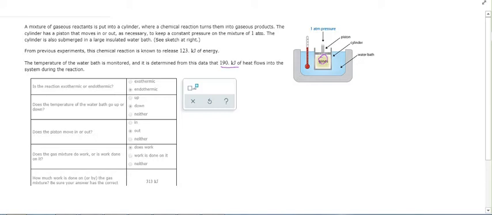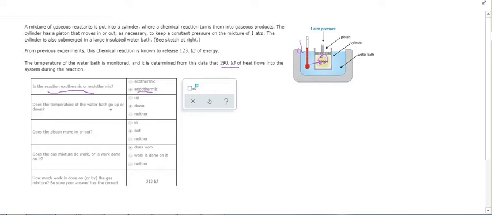Okay, so the first question it asks is, is the reaction exothermic or endothermic? That is, does it absorb heat, in which case it'd be endothermic, or does it give off heat, in which case it's exothermic? Well, in this case, we know from the description that 190 kilojoules of heat flows into the system. That is, the water temperature is actually going to go down because that heat is going into the system. It doesn't give off heat, it absorbs heat. So that is, by definition, an endothermic reaction.